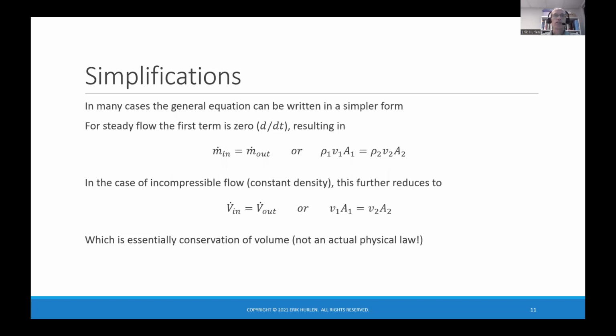If the fluid is incompressible, then the density is constant, or rho 1 equals rho 2. So this reduces to V1 A1 equals V2 A2, or V dot in equals V dot out. The form that is used basically depends on which one of these regimes we are in.